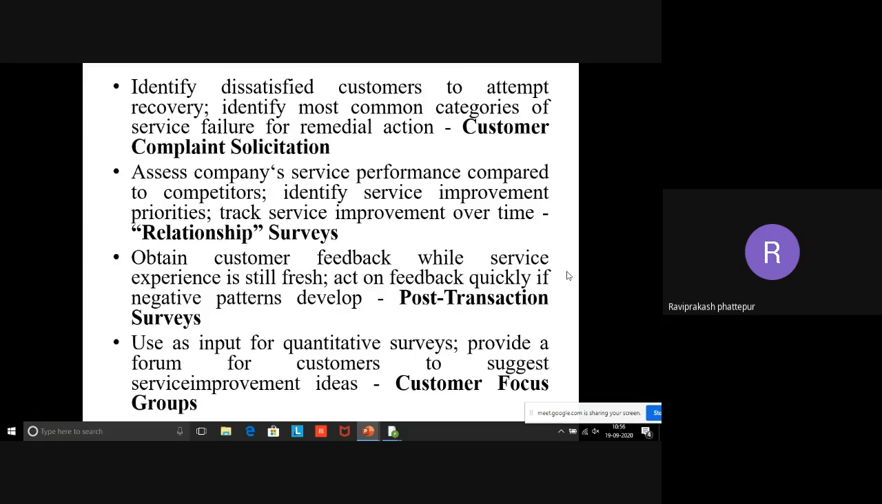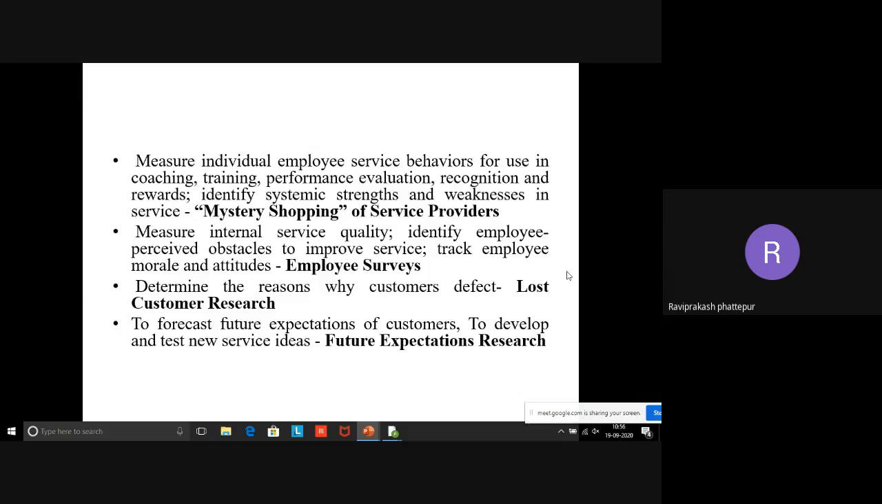Next, moving to mystery shopping. So we are trying to find out the performance evaluation, recognition and rewards, identifying systematic strengths and weaknesses of the service by using mystery shoppers. Next, employee surveys. We try to find out any issues on the employee side also, as if the employees are happy without any issues, they will be able to provide a better service to the customer. So it is also very important to have employee surveys.